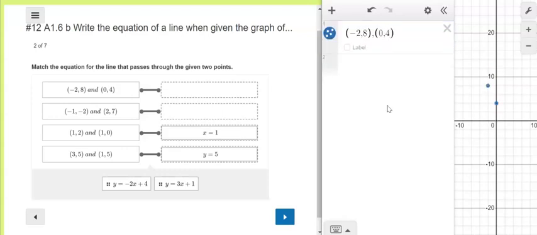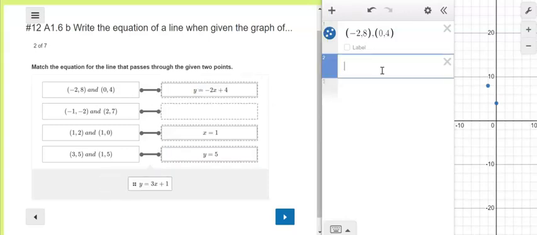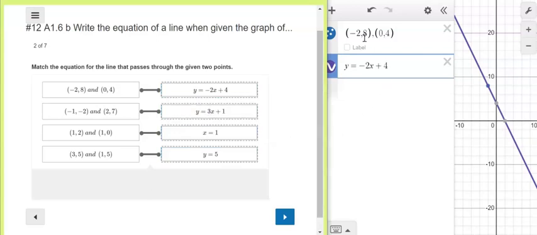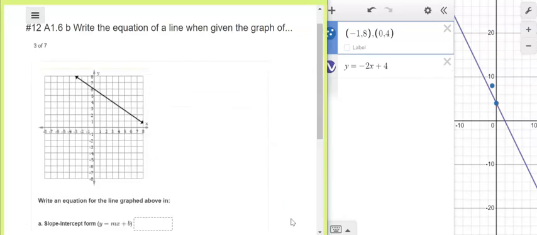So this one has a negative slope, so it must be this line right here, but I'll go ahead and graph it and confirm it. Yep, beautiful. And then this one goes over here. Oh, okay, I'm not going to check it. It has to be that one. I'll do it the easy way.